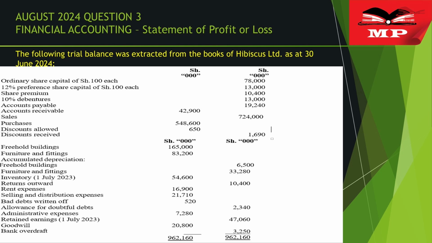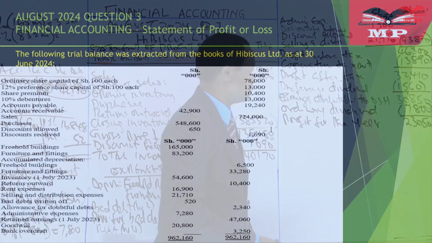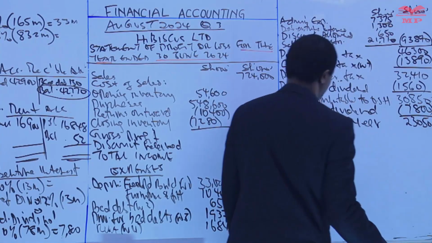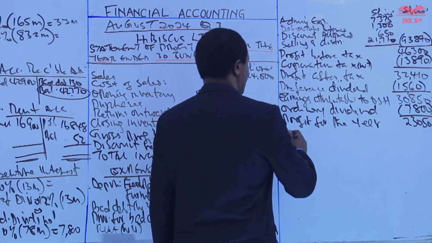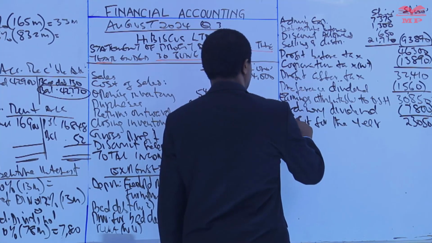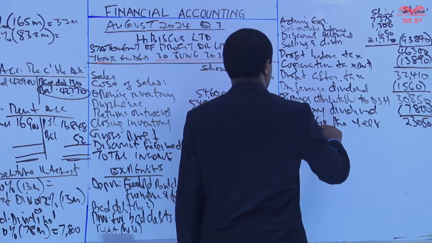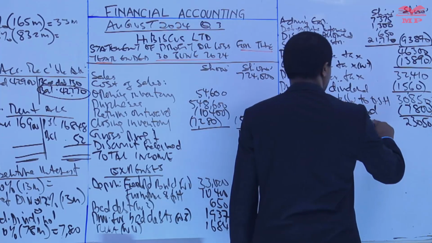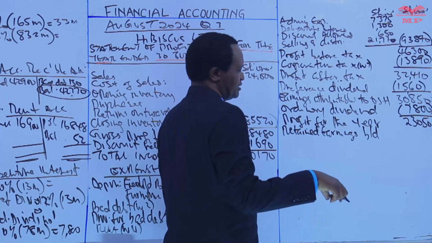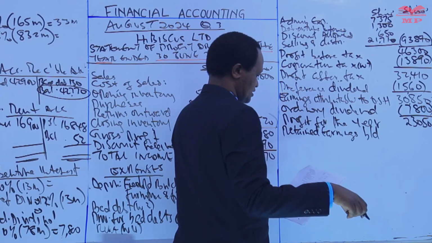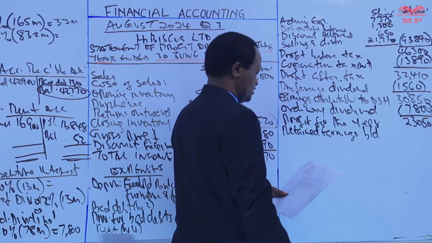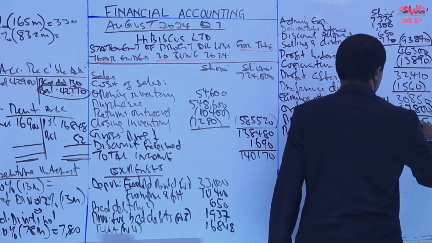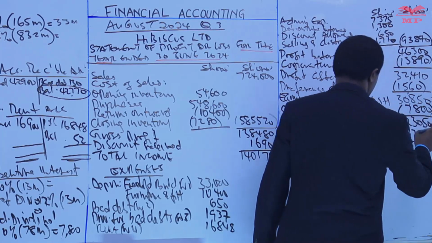The 47,060 is the retained earnings for the previous accounting period. That money was not distributed. For this year, 23,050 has not been distributed. So we accumulate. We add the retained earnings brought down at the beginning. It's a balance at the beginning, 47,060. We add it to the profit for the year.